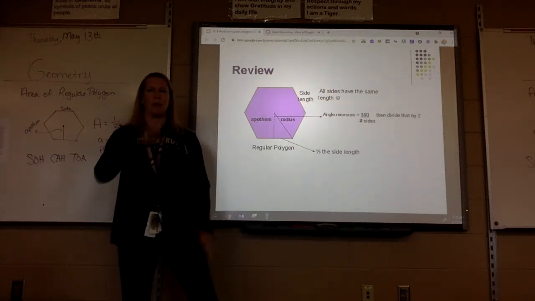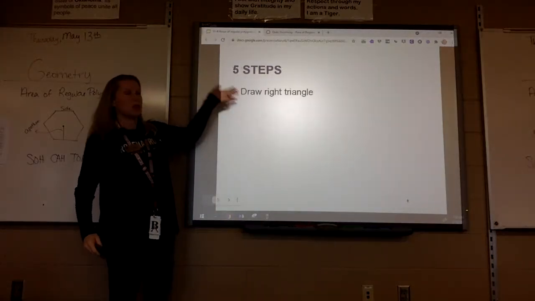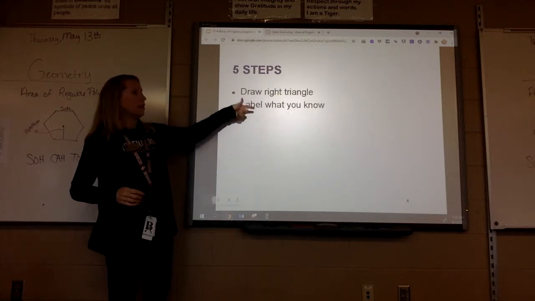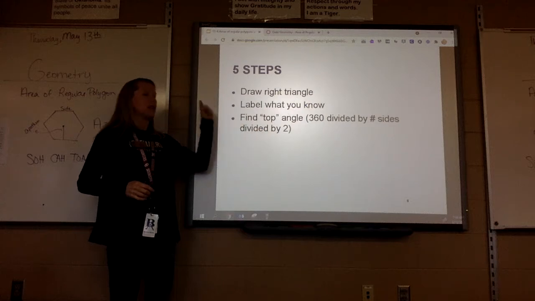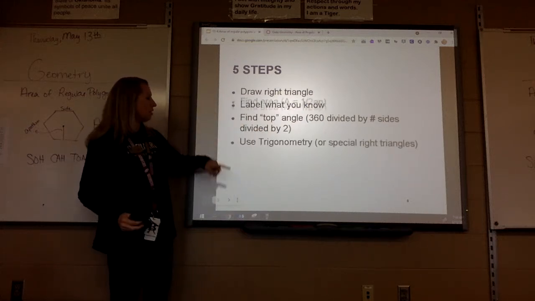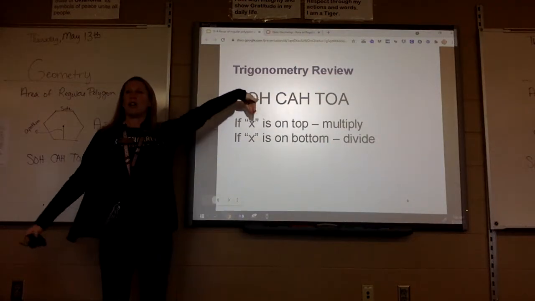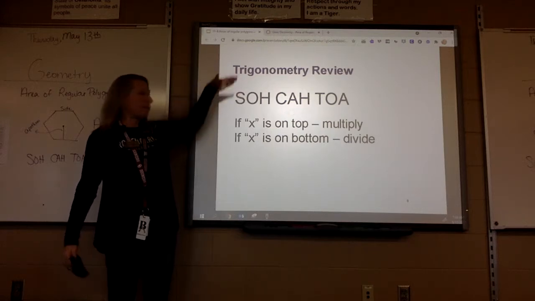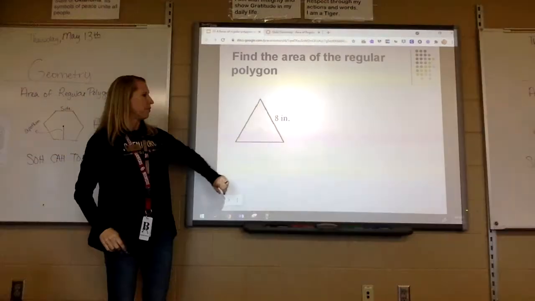So it's a lot to remember. It's not bad. We just have to find the missing sides. So there's going to be like 5 steps. We'll have to draw the right triangle. We have to label everything we know. We have to find that top angle, 360, divide by number of sides, divide by 2. And then we'll use trigonometry or special right triangles, and then we'll find the area. So every time we'll do that. Don't forget SOHCAHTOA. Some old hippie caught another hippie tripping on acid. If x is up high, multiply. If x is on bottom, divide.